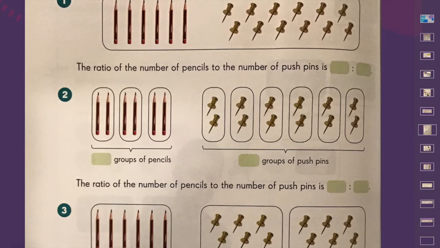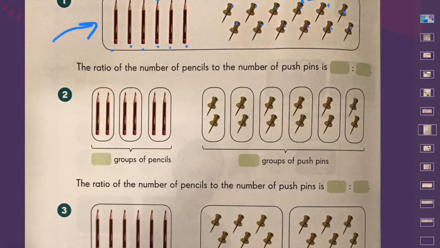Before we look at how we find those equivalent ratios or find the ratio in simplest form, let's look at one more example where we have a set and we are changing the grouping of the set to make equivalent ratios. So let's look at these pencils compared to the push pins. So we can see that there's 1, 2, 3, 4, 5, 6 pencils, and there's 1, 2, 3, 4, 5, 6, 7, 8, 9, 10, 11, 12 push pins.